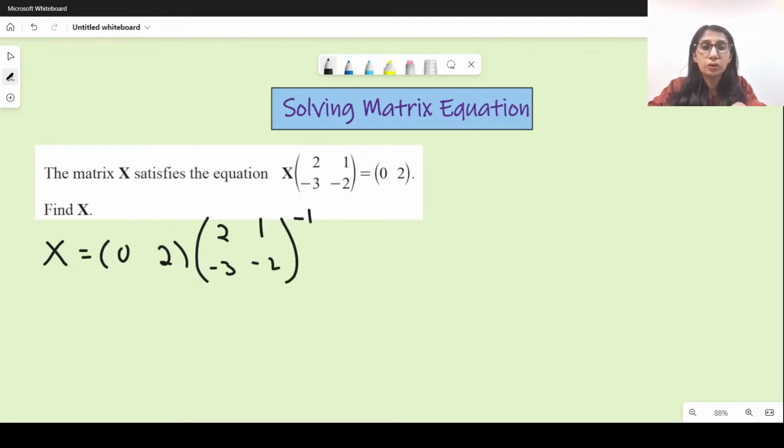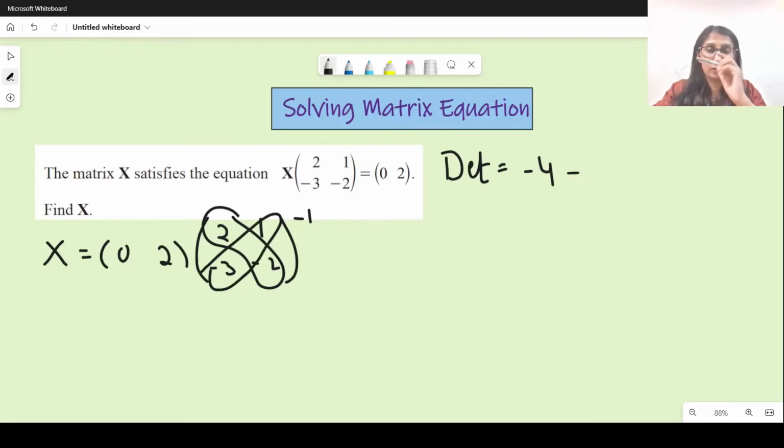Okay, so now what we need to do is find the inverse of the matrix. I've already taught you how to find the inverse in the previous video, so let's just quickly go about it. We'll first find the determinant. Multiply these two, so that's a -4. And then put a negative sign and multiply these two. So that's a -3. So the determinant is -4 plus 3, which is -1.